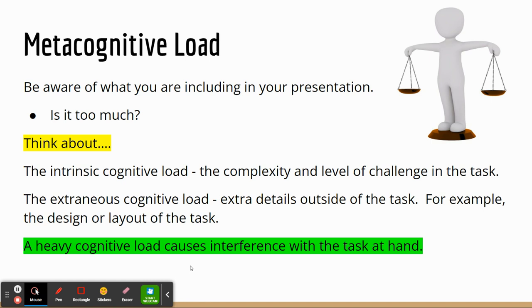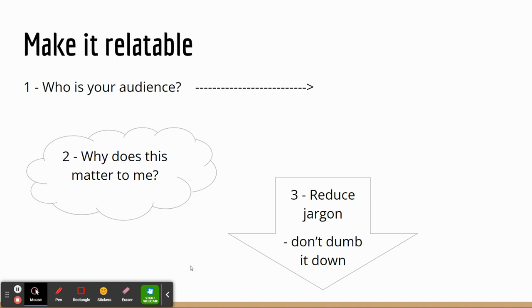The intrinsic cognitive load is how challenging or complex the material is that you're presenting, or the task that you are presenting. So try to keep that in mind and not make it overly difficult for your audience. And then the extraneous cognitive load are extra details that really have nothing to do with the presentation, the material that you are talking about, like the design or layout of your presentation. You don't want to have too much extra that your audience needs to think about, because if you have a heavy cognitive load, it can interfere with your audience learning and understanding what you're presenting.